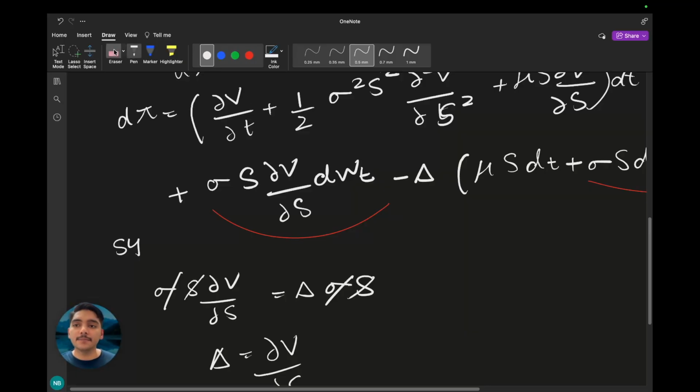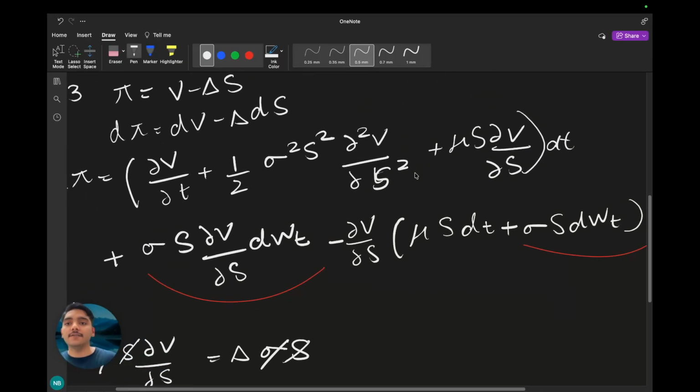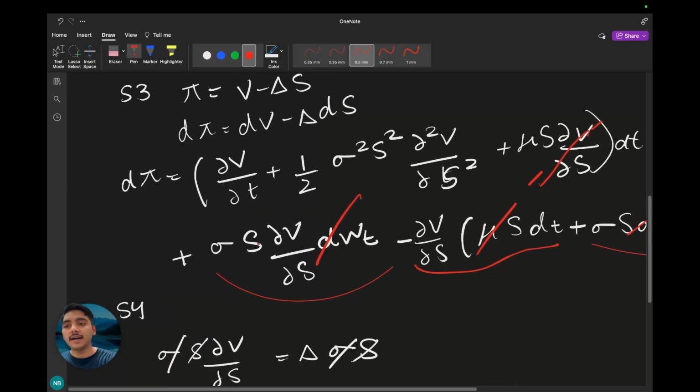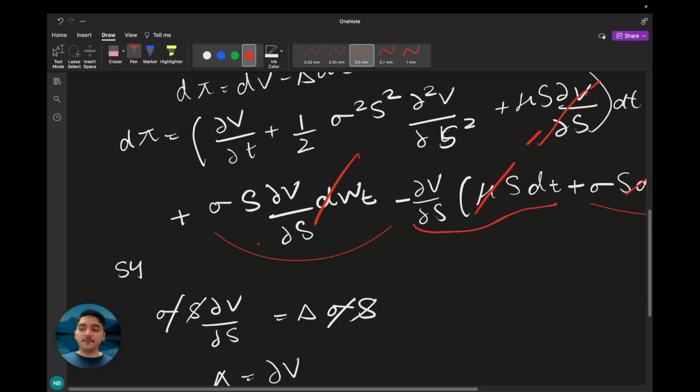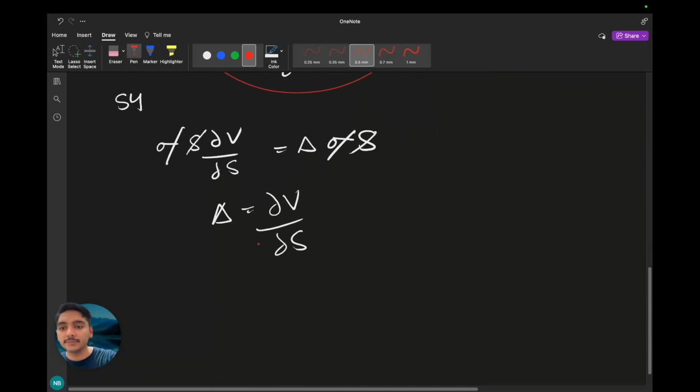So it becomes something like this: del S. As you can see, I will change one color. This term, del V del S mu S dt, gets cancelled out with this term, and sigma S dWt. This term gets cancelled out with this term, and then with this choice, our portfolio becomes something like this.